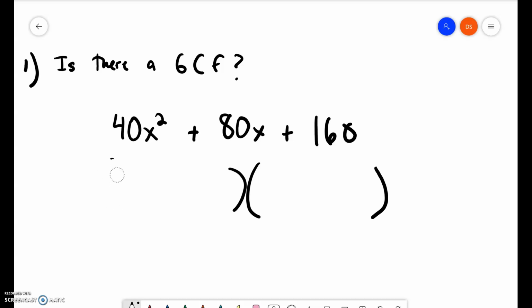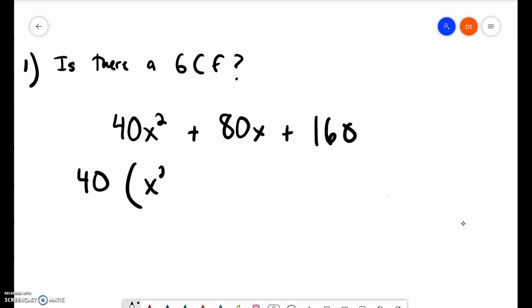But if we look for a GCF first, we can pull out a 40 because they all share a 40, and we have a much easier problem now. So this 40 is still a part of your answer. It's multiplied. It's a factor, but it just chills out there by itself. And then you would break this one down.